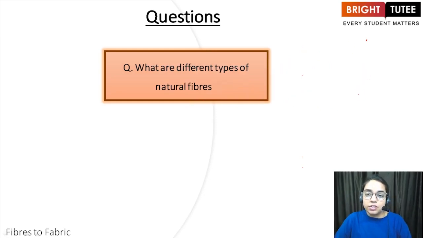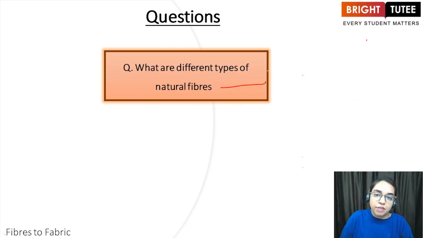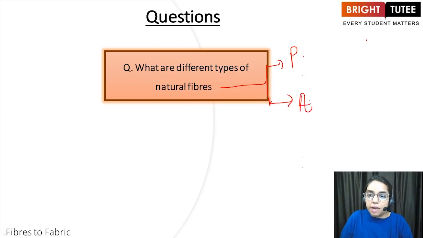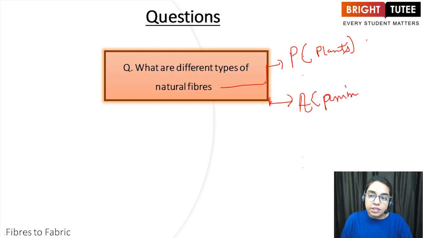Okay children, so next question is what are the different types of natural fibers? So children, the different types of natural fiber are plant fibers and animal fibers. Plant fibers which have plant origin, or which are obtained from plants like cotton, jute, flax, whereas animal fibers are the ones which are obtained from the animals like wool and silk.